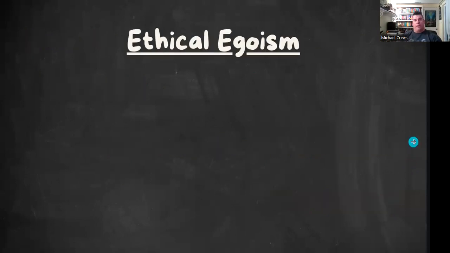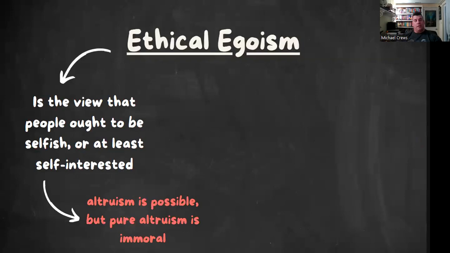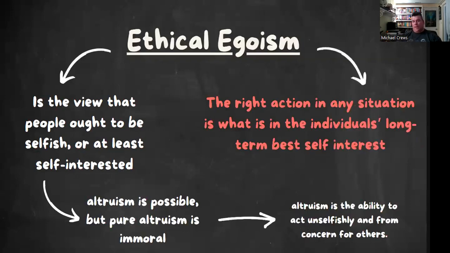So, I'll run through this real quick. One of our theories is ethical egoism. This is not what we're applying this week, but this is just the view that people ought to be selfish, or at least self-interested. This isn't psychological egoism, which says we are selfish. But this says that the right action in any situation is the one that's in the individual's best long-term interest, and that altruism is possible, but pure altruism is immoral. Remember, altruism is that idea that we can unselfishly act for the concern of others without any benefit for ourselves. Ethical egoists will say if we just did that forever, it wouldn't be good because we would never do anything we wanted.